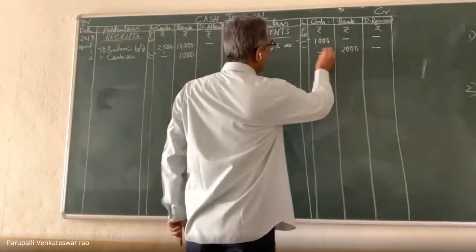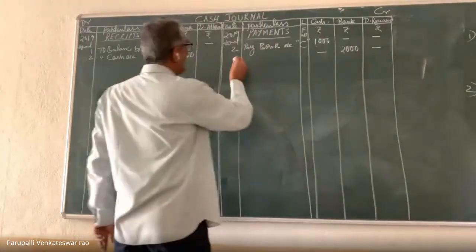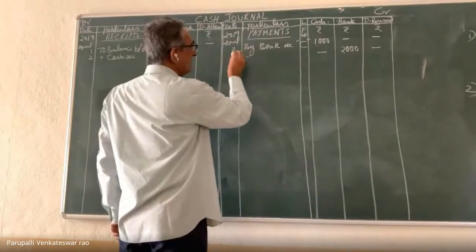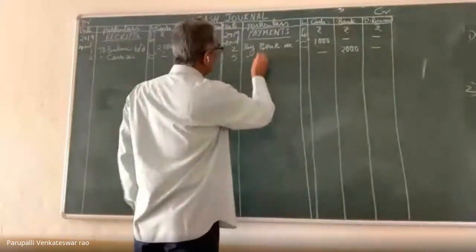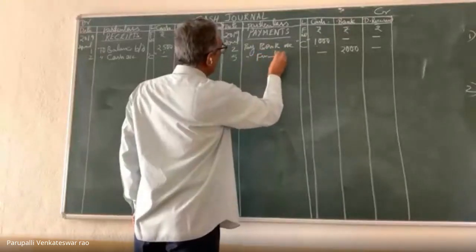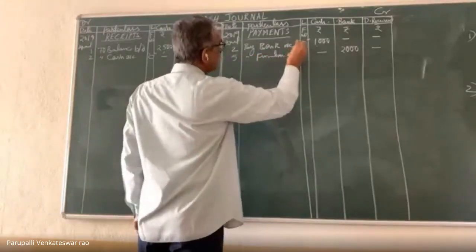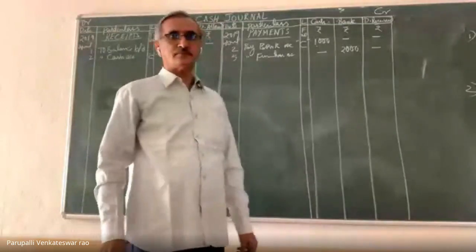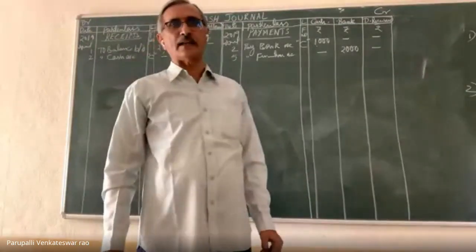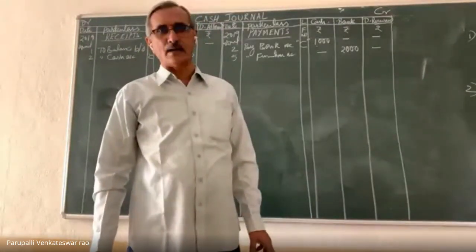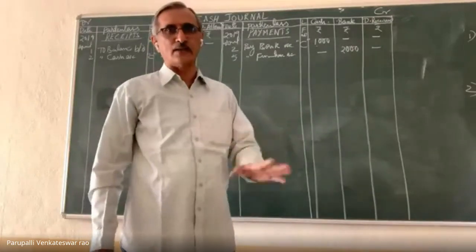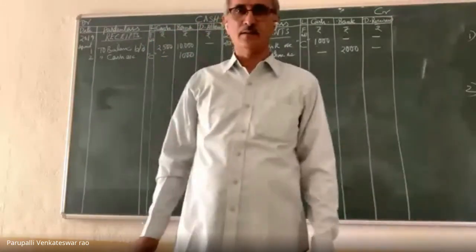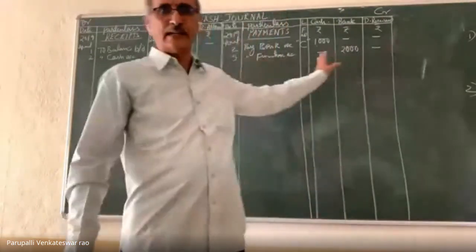Cash dash. Discount nil. It happened on what date? 5th. By furniture account 2000. Entry is furniture account debit to bank account. Bank account is credit, furniture account is debit. No need to write here, if you make the entry here, it is done.